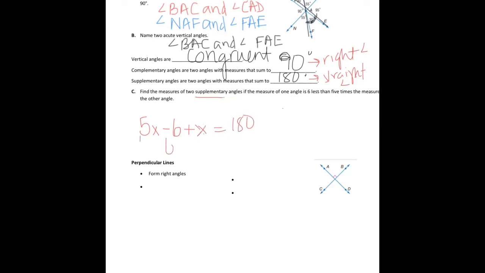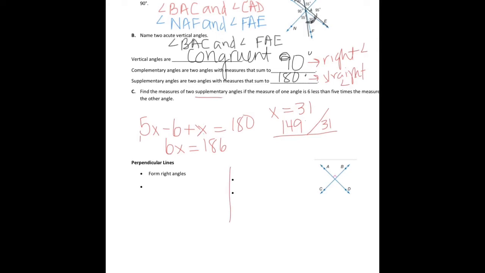That'd be D. You guys see what I did? When I combine like terms, 6x equals 186. That's a poor error. Sorry. X equals 31. That means that this angle is 31 degrees. And then the 5 times 31 is 155 minus 6 is 149. Much better. Those add up to 180 degrees. Supplementary adds up to 180.